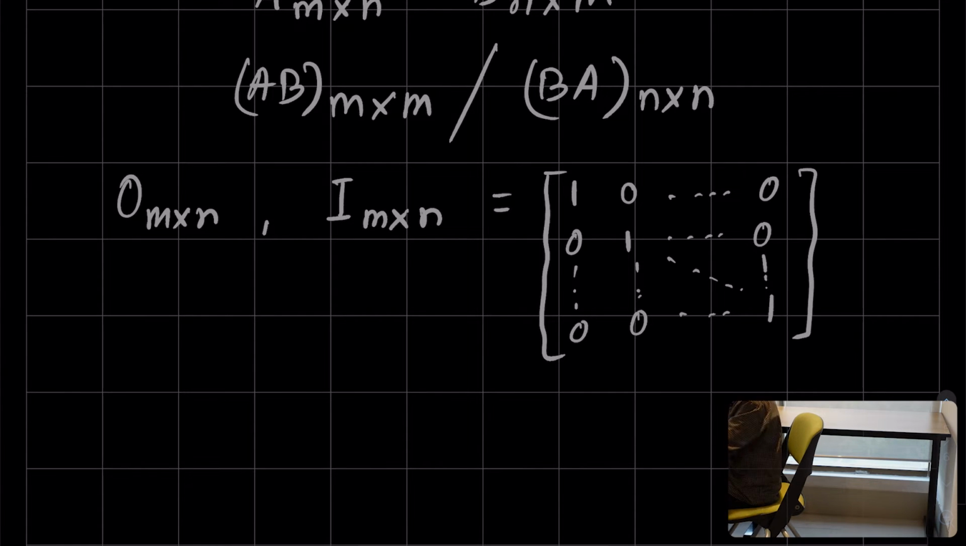It's I_M cross M. Sorry. So I'm considering just the identity matrix of N. So the number of rows and the number of columns is the same. So it is a square matrix, and that's why it's the identity matrix. Right?